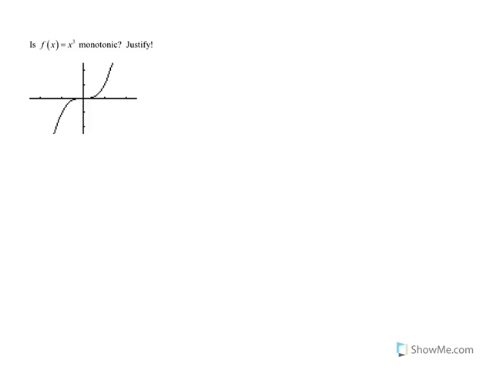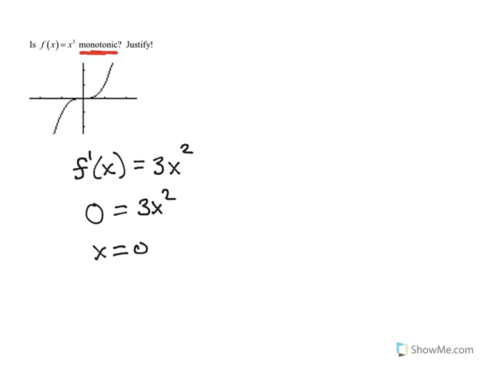Here's an example of justifying that a function is monotonic. So a function is monotonic if it's always increasing or decreasing. So again, we'll use a first derivative test. So let's find f prime. So f prime will be 3x squared. Then we want to find the critical numbers, set it equal to 0, and solve. x would have to be 0, so that's a critical value.